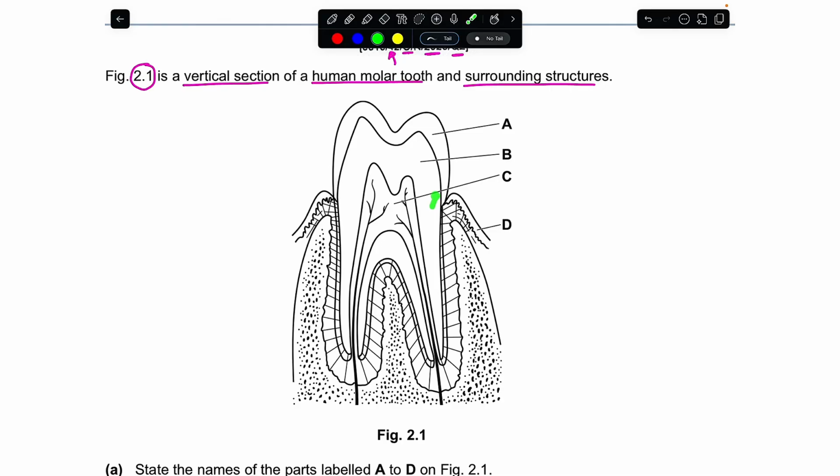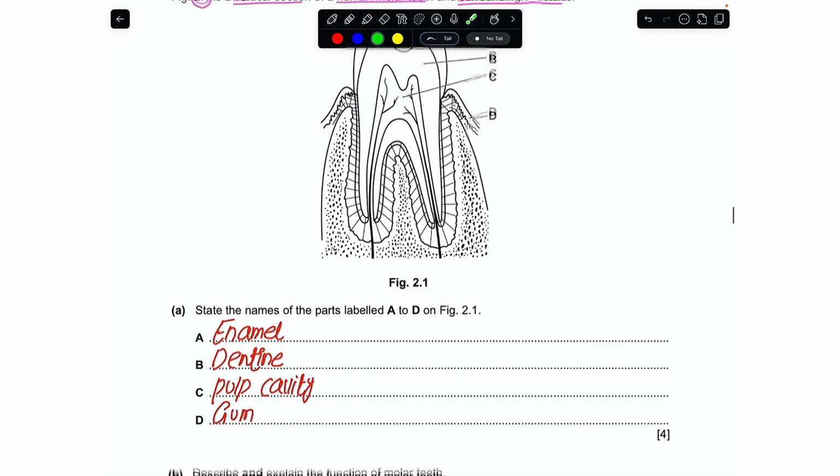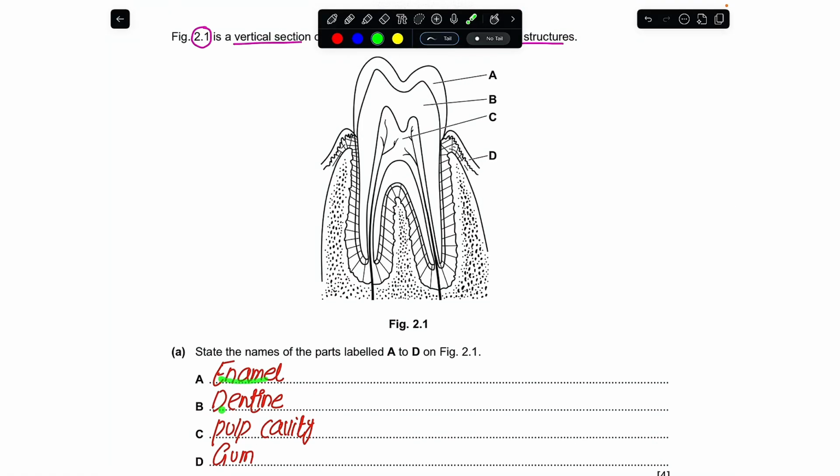The B that we have here is dentine. The C shows some nerve endings and blood capillaries here, so this would be the pulp cavity. And the D that we have at this point is the gum. Simple as that. So A was enamel, B is dentine, C is the pulp cavity, and D is the gum.